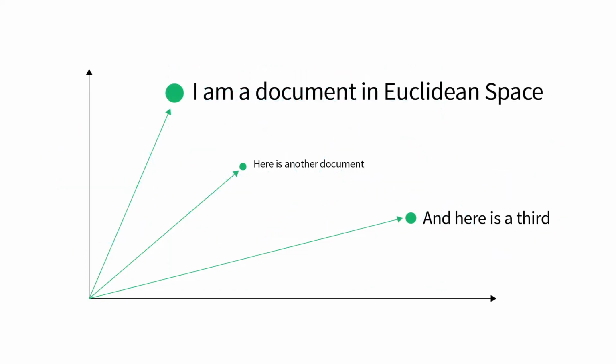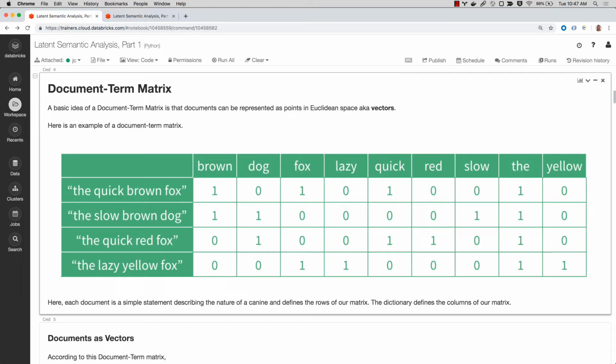The basic idea of a document term matrix is that text documents can be represented as points in Euclidean space. You might know these as vectors. Here is an example of a document term matrix. As you can see, each row in this matrix represents one of our documents, in this case, one of 4 simple sentence fragments. And then each column represents a word from the dictionary, that is, a word that shows up in at least one of the 4 documents.